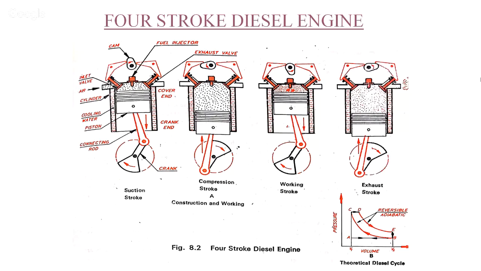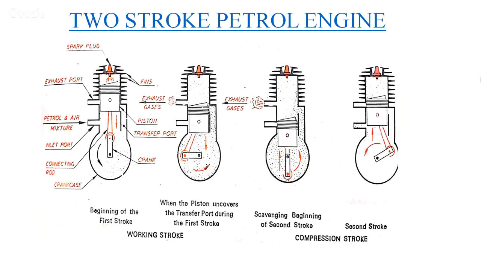Okay. Now we'll see construction and working of the two-stroke petrol engine. This petrol engine was built after the four-stroke petrol engine. In 1878 to 1880, the first working two-stroke engine was built by Dugald Clerk, a Scottish engineer. Okay.